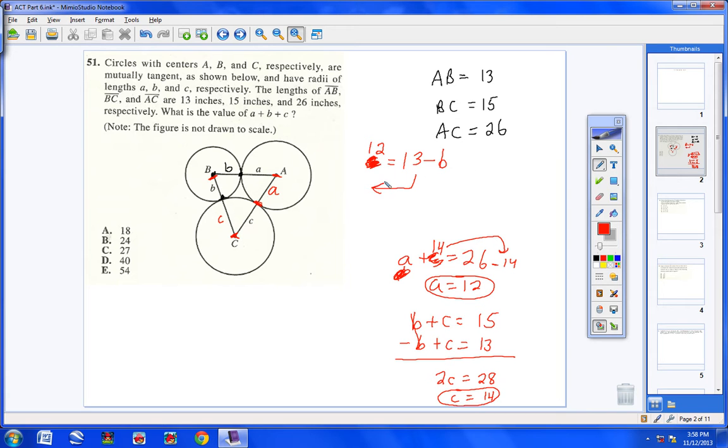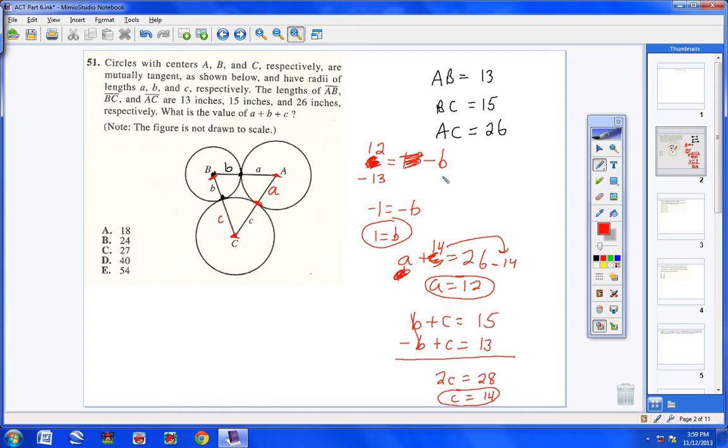Bring it over. And when you bring that over, it's a positive 13. So when you bring it over, it becomes a negative 13. So we got rid of our positive 13. So 12 minus 13 is negative 1 equals, and B is negative B. So negative 1 equals negative B. Divide both sides by a negative 1, and 1 equals B.